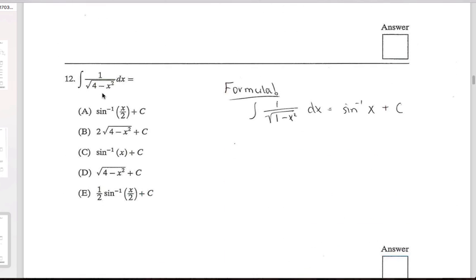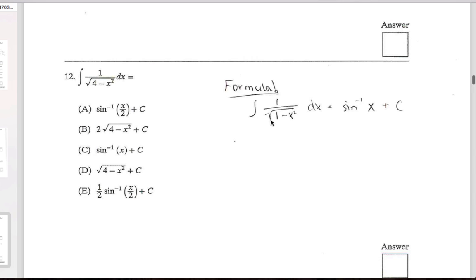Number 12 is simply a formula you need to memorize, and you need to start memorizing these formulas. So you need to know that the antiderivative of 1 over root 1 minus x squared dx is the arcsine or inverse sine formula. You just got to memorize that. So if you memorize that, this is a little variation of it, but if you knew this, you could automatically eliminate B and C and D, and you would be left with A and E.